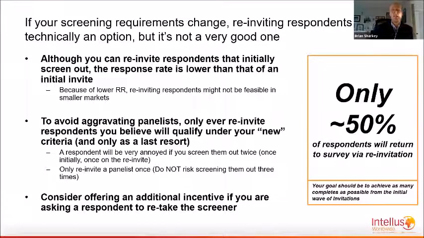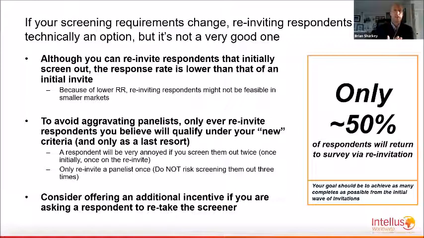You can re-invite respondents. This is technically an option, and if your screening requirements do change, it is something you can consider. But as I believe Amanda mentioned earlier, it is not a great option, and it should be your last resort. The reason why it's not a great option, both for your study and for the panel, is because only about 50% of respondents will return to a survey via re-invitation. So immediately you are cutting your prospective response rate right in half. And as Amanda walked through earlier, that has drastic impacts on our overall feasibility.